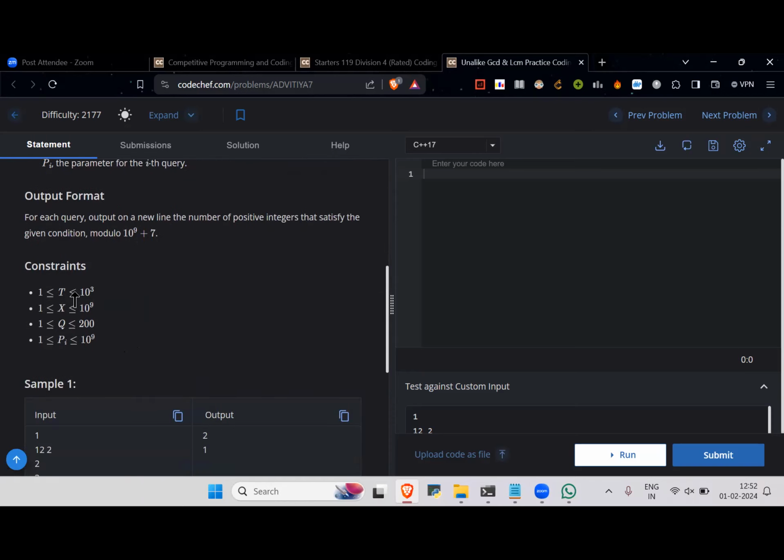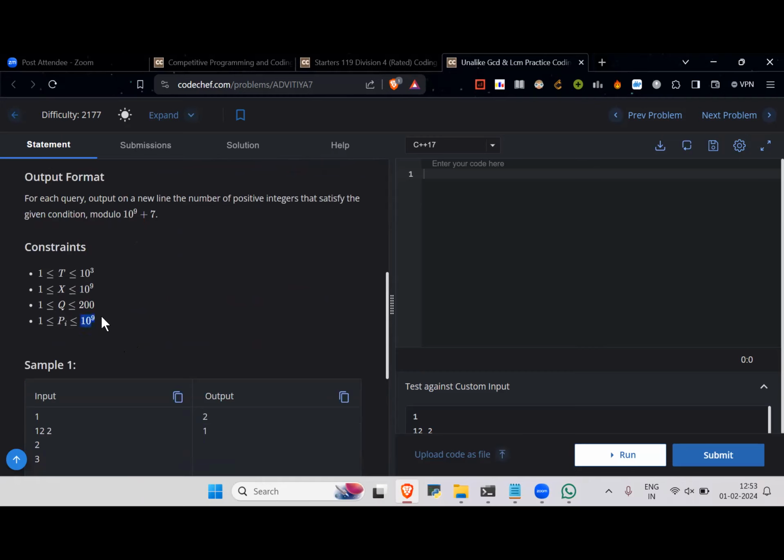The constraints in this question: there are up to 10 power 3 test cases. The x value can be up to 10 power 9. For every test case, there are up to 200 queries. And the p value is also up to 10 power 9.